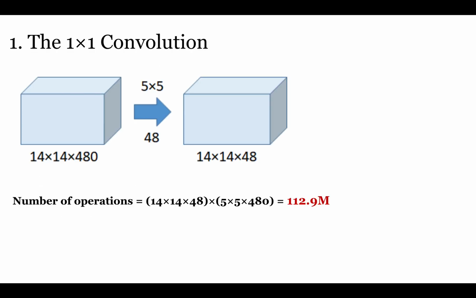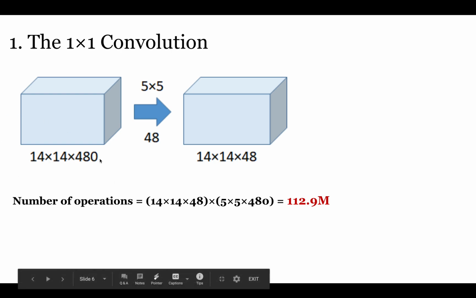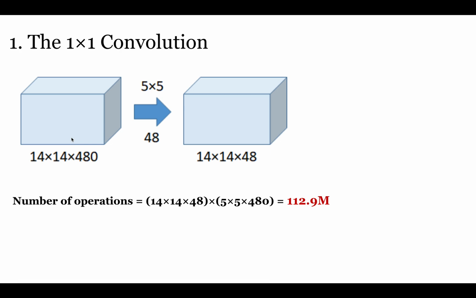Before discussing the Inception module, I'm going to discuss the one-to-one convolution, the reason behind it, why it is used, and what happens if we use it. For example, take as input a 14 by 14 feature map with 480 channels, and we convolve that input with 5 by 5 kernels. We need 48 output channels, so the number of filters will be 48.